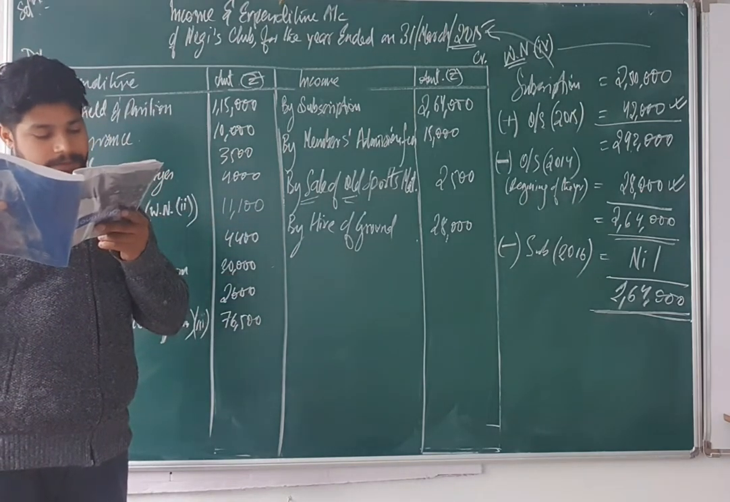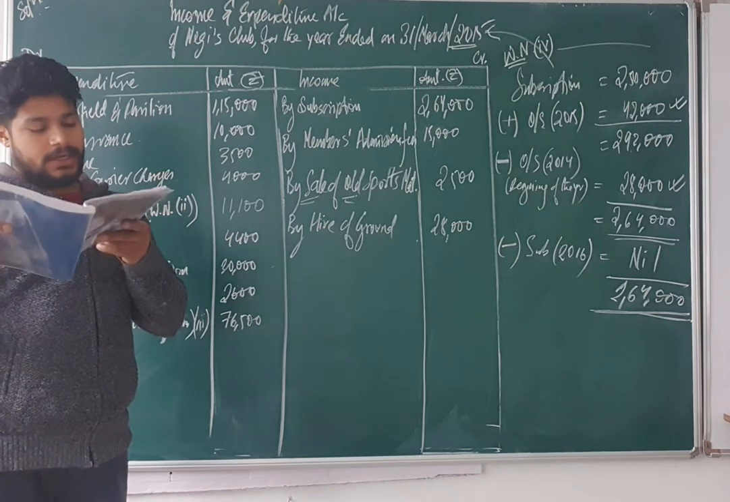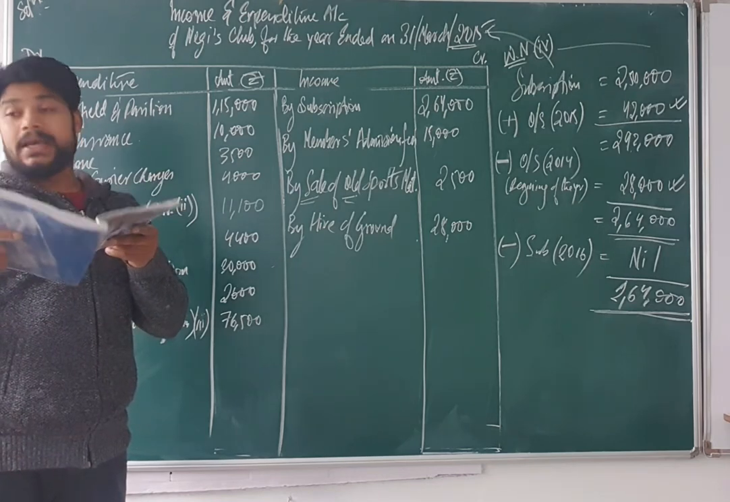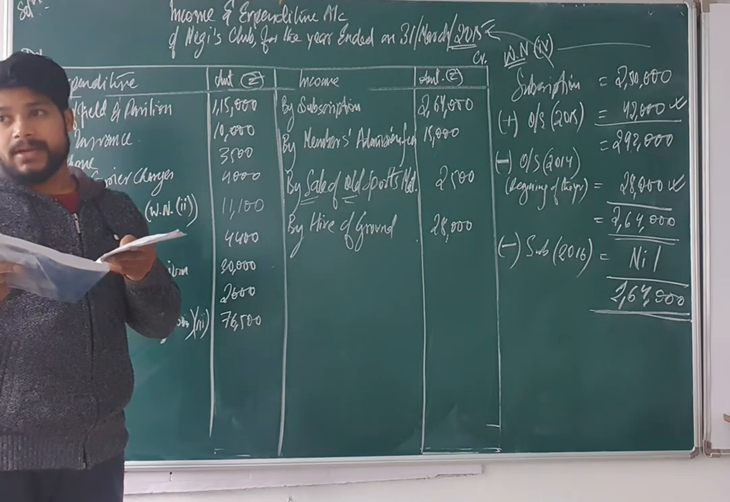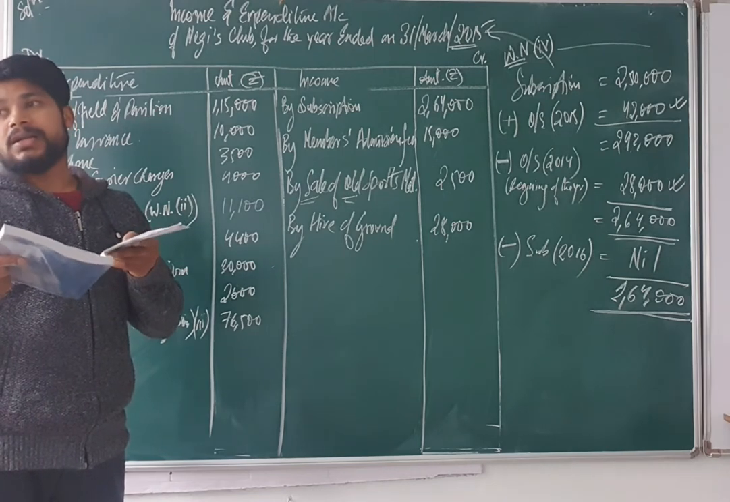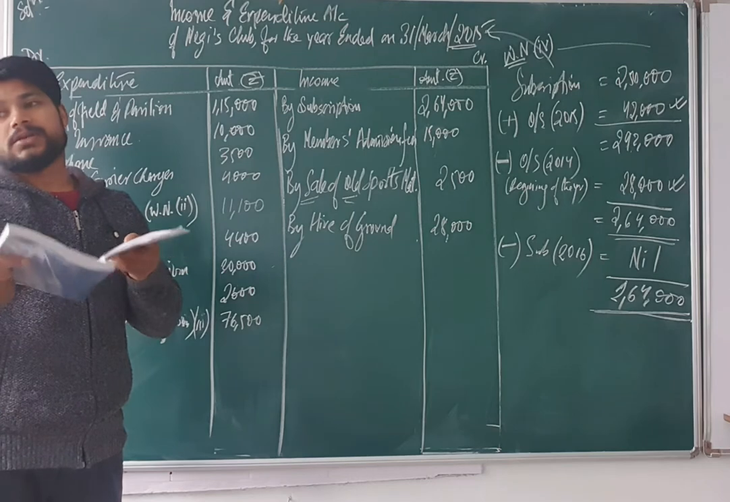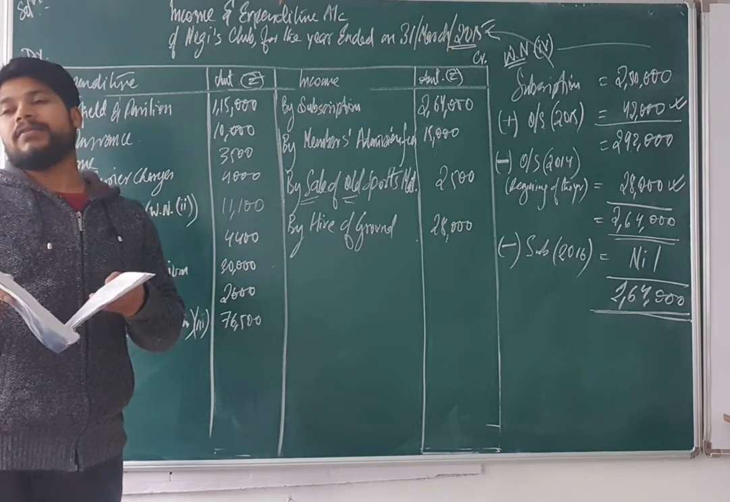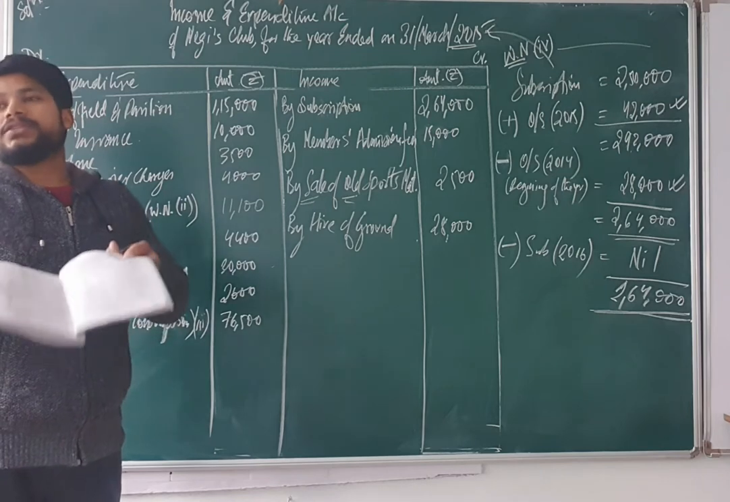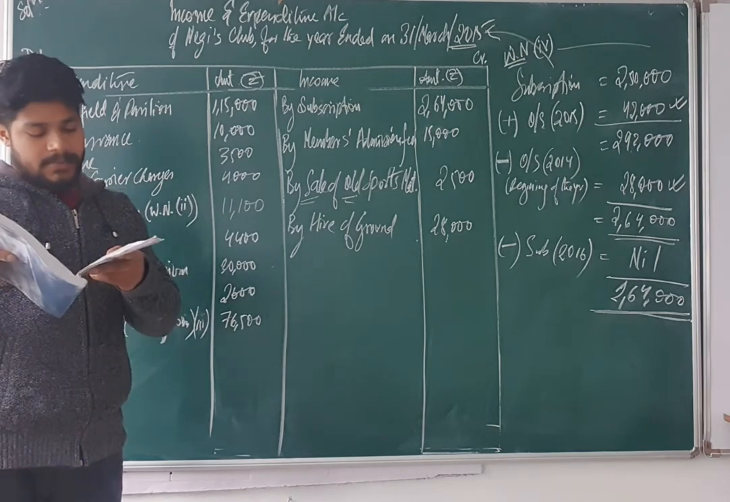Okay. After that, subscription for tournament already taken. Life membership fees is a liability. You have to write this under the liability side. Why is it so? Somebody has paid you for throughout the life. Now you have the obligation to give these services. Is it okay? It's a liability.